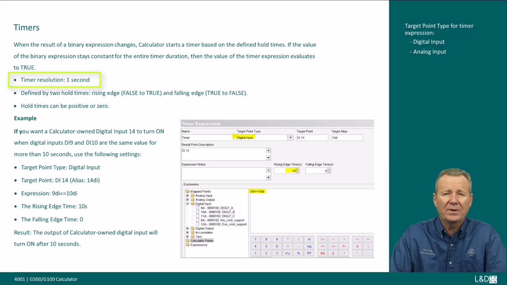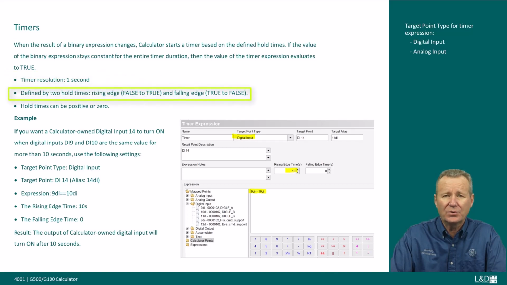The calculator provides timer functionality to a resolution of 1 second. A timer operation is defined by two hold times: rising edge, false to true, and falling edge, true to false. Hold times can be positive or zero. When the result of a binary expression changes, calculator starts a timer based on the defined hold times. If the value of the binary expression stays constant for the entire timer duration, then the value of the timer expression evaluates to true.